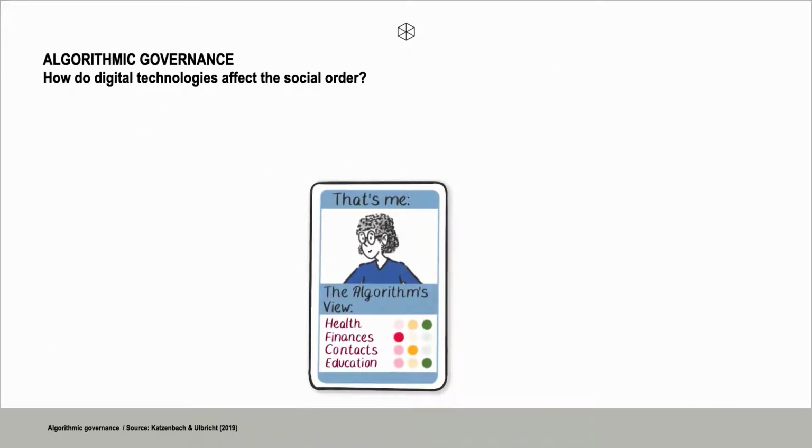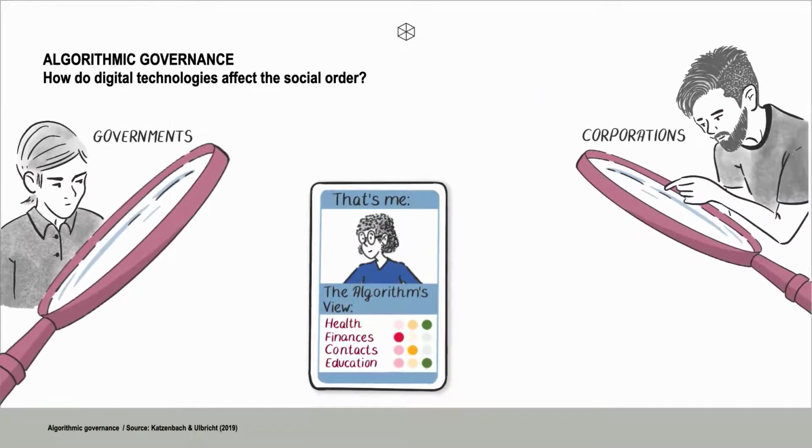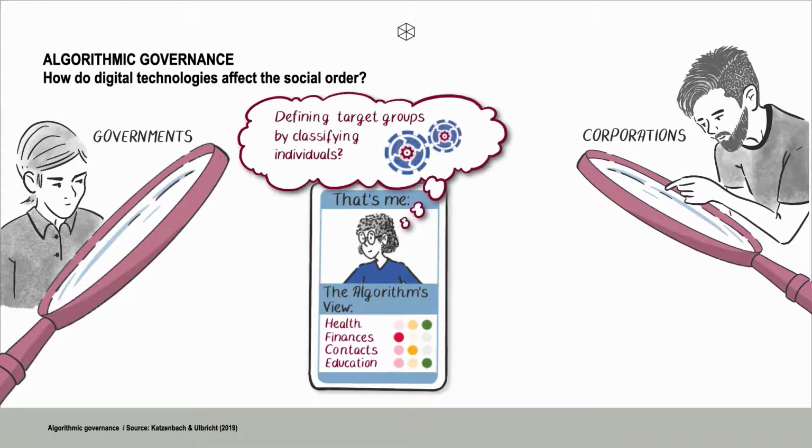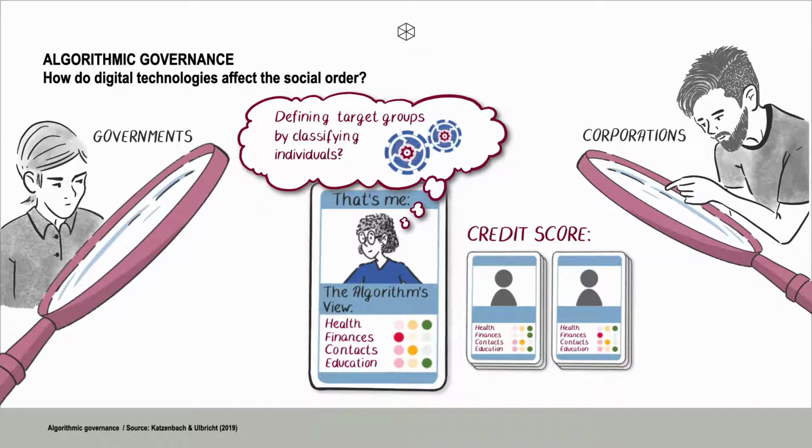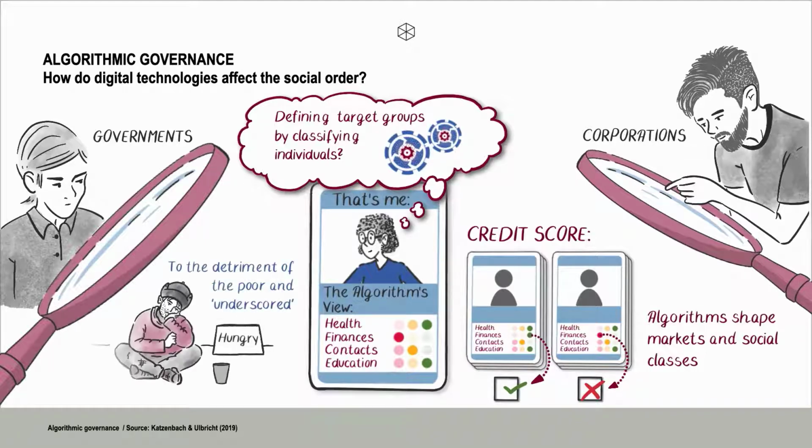Algorithms that are used to rate and score individuals are not only applied by governments but also by corporations to determine the credit score and to define target groups by classifying individuals. Algorithms shape markets and social classes by ultimately deciding who is eligible as a customer regarding credit scores and who is targeted as a possible customer. Power relations are reconfigured by algorithms, often to the detriment of the poor and underserved.